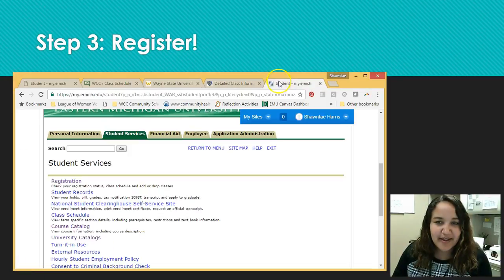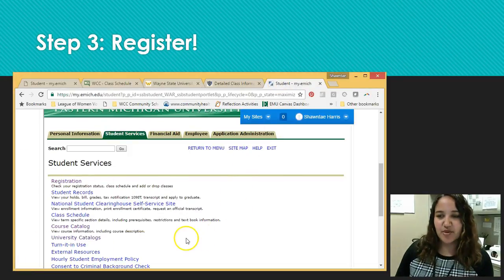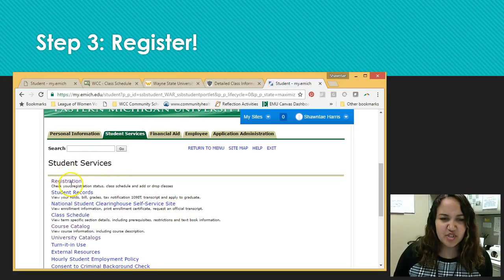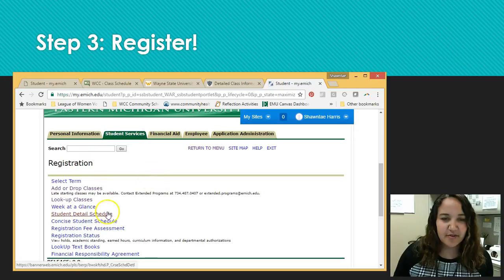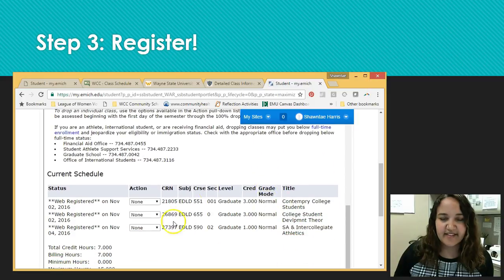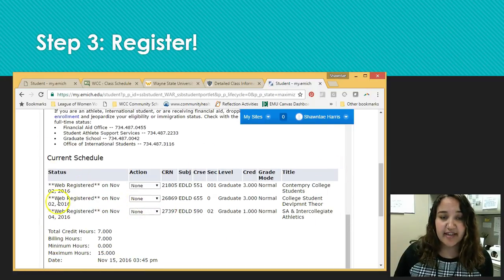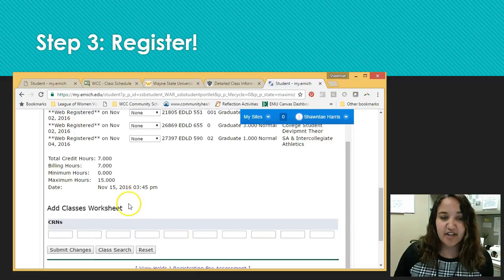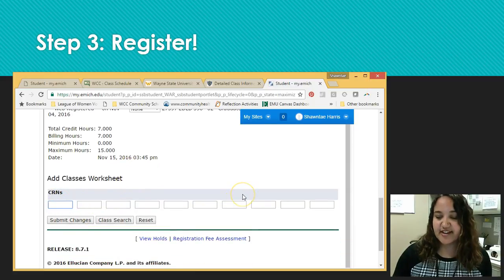I'll walk you through a little bit on my personal EMU registration, so you can see what it looks like from this angle. Same thing, registration. I'm going to click add drop classes. Since I've already registered, you can see, this is a different system, different school, very similar layout here. So the CRN, the add classes, the worksheet is down here.